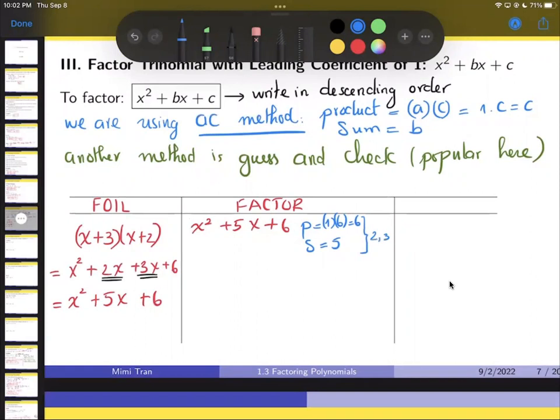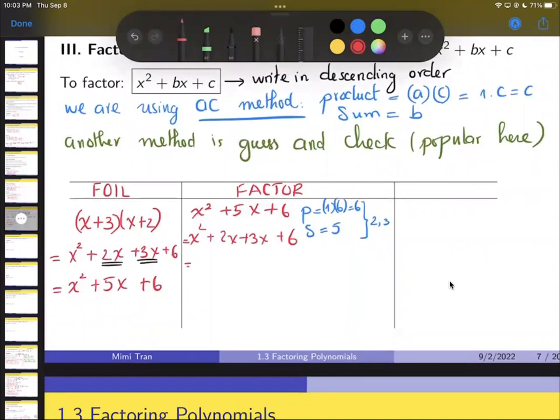You always start with the product first. The two numbers that multiply to give you 6 are either 1 and 6, or 2 and 3, right? The 1 and 6 are not going to add up to 5. The 2 and 3 add up to 5, so we pick 2 and 3. Next, we use 2 and 3 to split the 5x. So instead of writing 5x, I'm going to rewrite it as 2x plus 3x, and then plus 6. You can write 3x plus 2x. It doesn't matter the order.